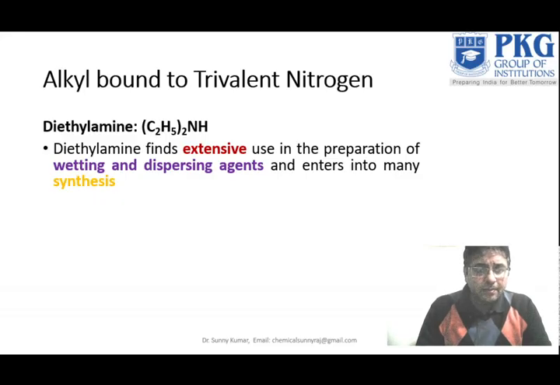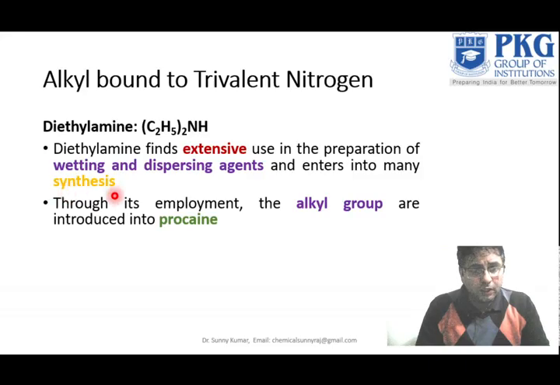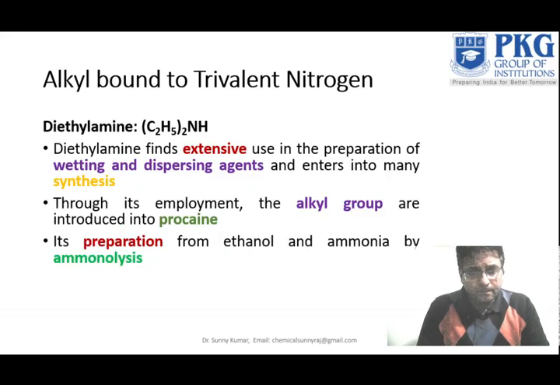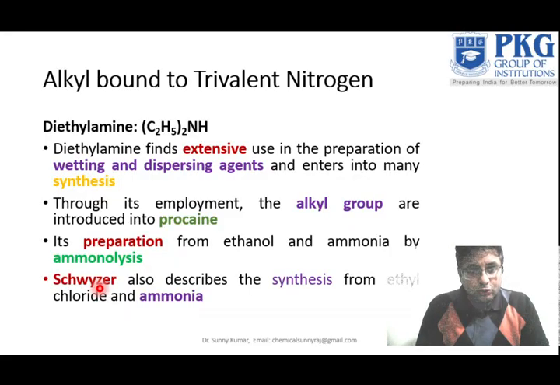Okay, so dimethylamine finds extensive use in the preparation of wetting and dispersing agents, and it enters into many syntheses. Through its employment, the alkyl groups are introduced into procaine. Its preparation is from ethanol and ammonia by ammonolysis. Schweitzer also described the synthesis from ethyl chloride and ammonia.